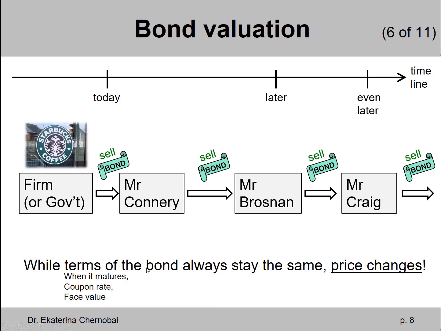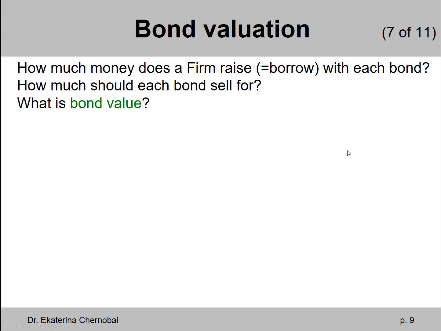But one thing that will be changing throughout these years is the price of the bond. So maybe Mr. Connery sold the bond for $900, but Mr. Brosnan then sold these bonds for $1,200 to Mr. Craig. So the price fluctuates. Okay, so now let's look at the price. What determines the price of a bond? Well, the price should reflect how much a bond is worth, or the bond value. And each bond should be worth no more than how much money it brings you in the future. So you would never want to pay more than what you're expecting to get from the company that issued the bonds.